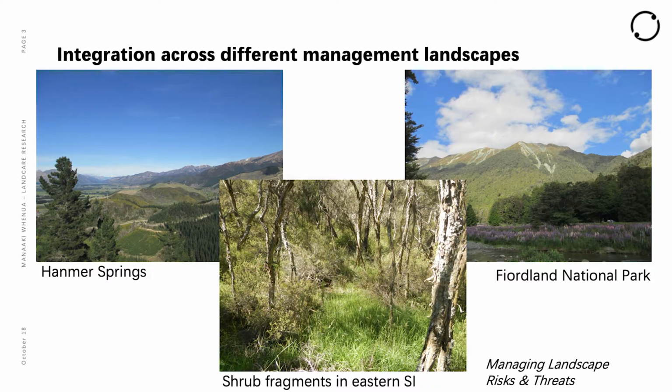And also thinking about cases where important conservation landscapes or patches may be interspersed within a wider landscape of different types of land use, such as shrubland fragments within the eastern South Island, where the native shrubland can be encroached upon by introduced grasses in this case.